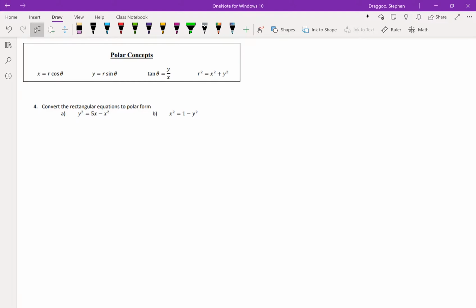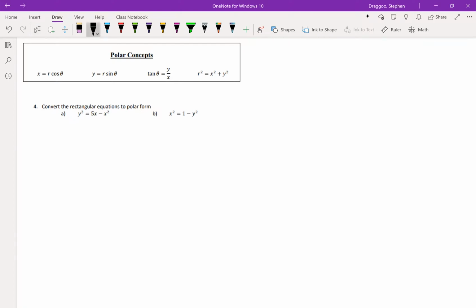And then in problem 4, I will be converting rectangular equations into polar form. So as much as we can, we'll look to simplify these equations. So anytime we've got an x squared and a y squared, we'll try to add them together to get r squared. And anytime we've got x or y by themselves, then we'll try to plug in an r cosine theta for x or an r sine theta for y.